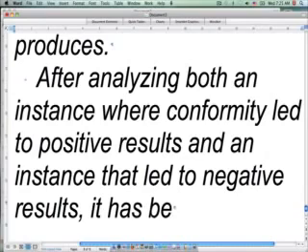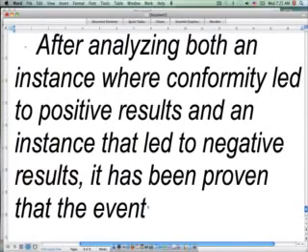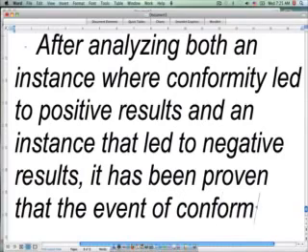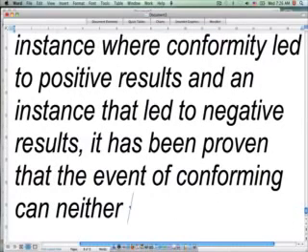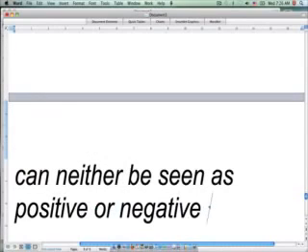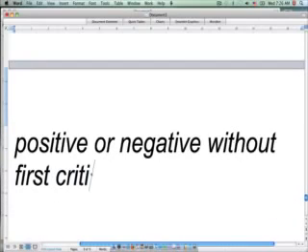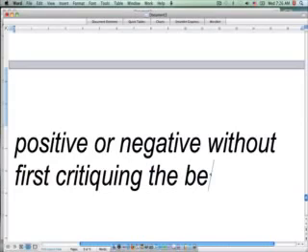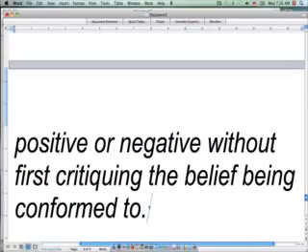It has been proven that the event of, let's say, conforming can neither be seen as positive or negative without first critiquing the belief being conformed to.